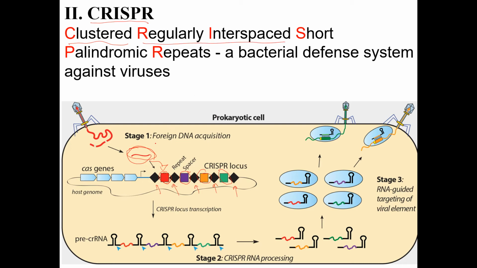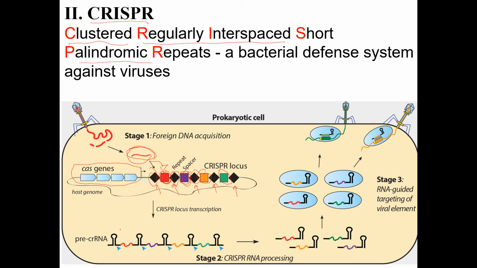Regularly interspaced means that the viral DNA is spaced between these repeats. And these palindromic repeats are palindromic sequences that say to the bacterial cell, hey, this is stuff we don't want, these are bad guys that we should watch out for. And then there are these Cas genes that are also in the bacterial chromosome, which are used to protect the cell when it does see this DNA again.